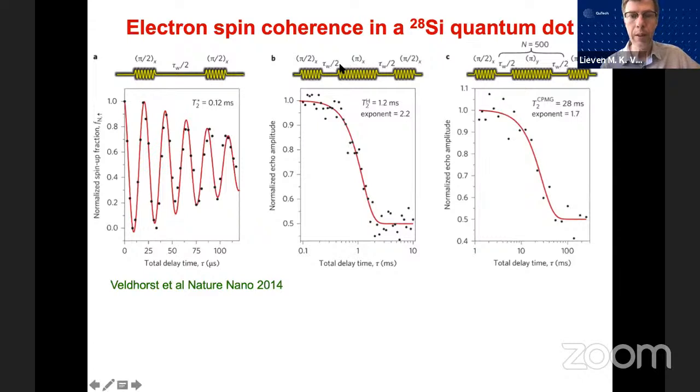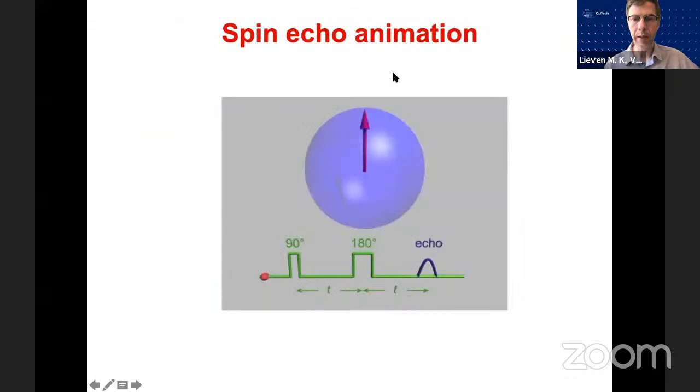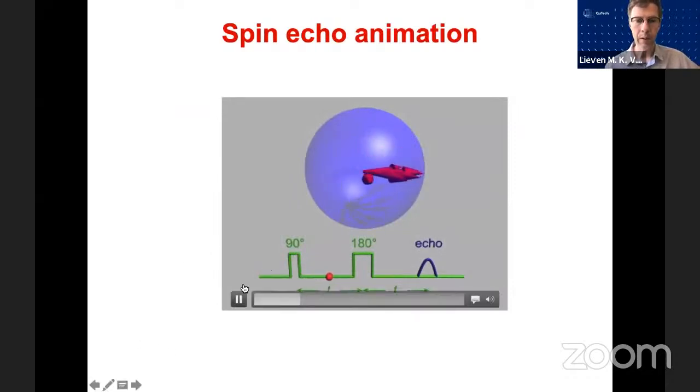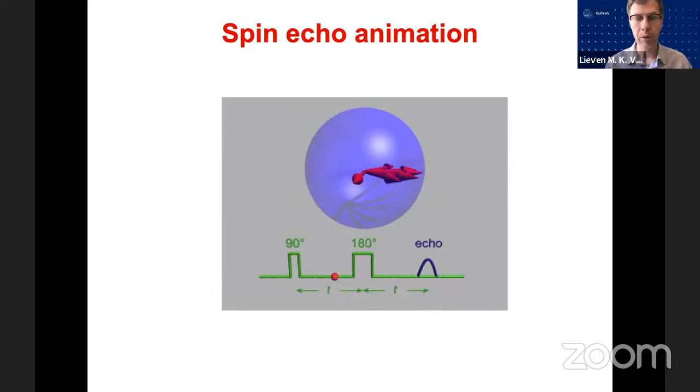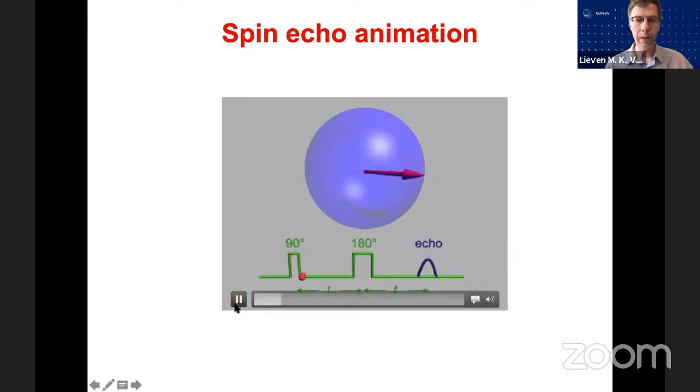But now let's stick a pi pulse in between. Then the random evolution that happens during the first interval can be reversed during the second interval. And I have a little animation to illustrate this. So here's the first 90-degree rotation, taking the spin to the transverse plane. And then because of the interaction with the environment, the spin will pick up a random phase that happens on the 100 microsecond time scale. Now, at some point, we apply a 180-degree rotation.